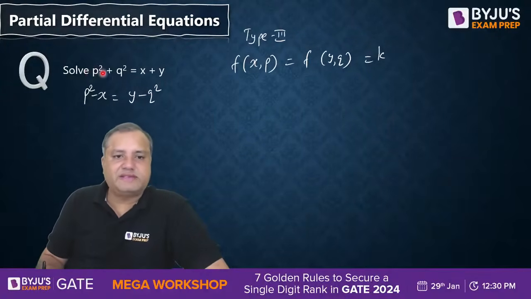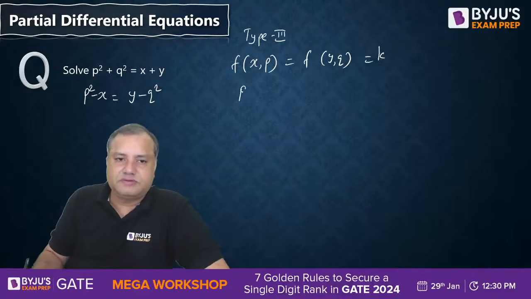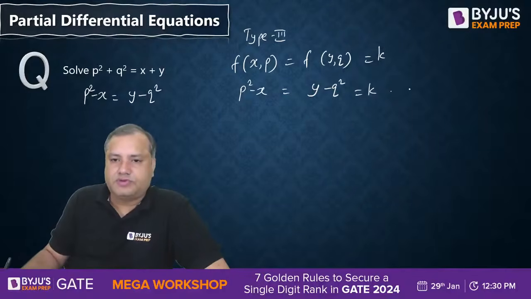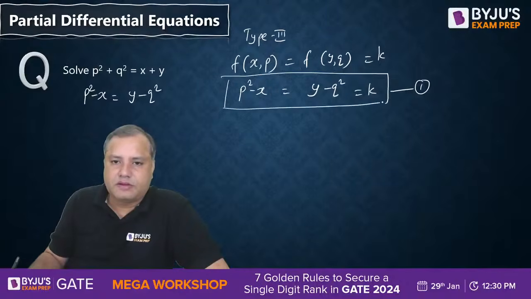p square minus x and y minus q square. So students, this is p square minus x, y minus q square equal to. Student, this is our elementary equation. Now we will consider this. We'll just equate this with k.